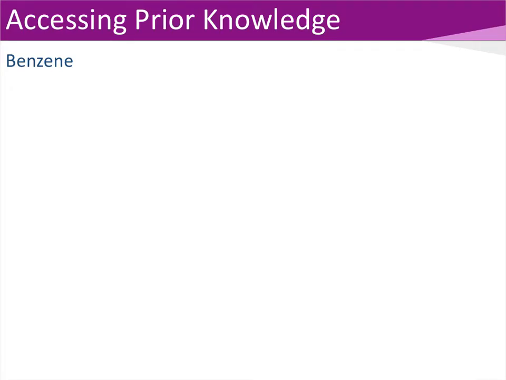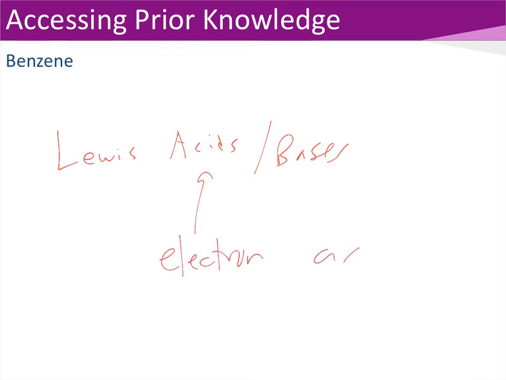In terms of accessing your prior knowledge, benzene is the most important idea, although, to be fair and honest, the idea of Lewis acids and bases is helpful here, remembering that a Lewis acid is an electron acceptor. And we learned in a previous video about the word electrophile as an electron deficient species. So let's discuss benzene for a little bit.